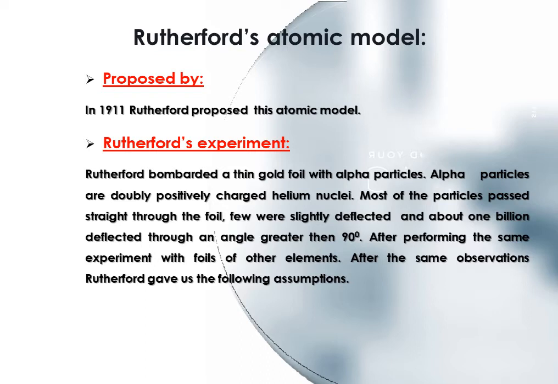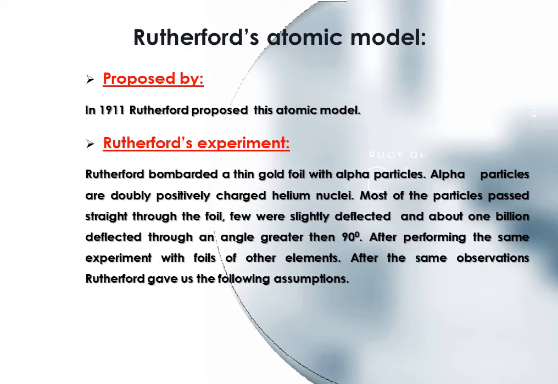Rutherford atomic model was proposed by scientist Rutherford in 1911. Scientist Rutherford performed a few experiments with different metal foils, and then after his observations he gave us some postulates about an atom. First of all, I will discuss Rutherford experiment, what he did and what he observed in his experiments. Then postulates, and then at the end the defects of this model.